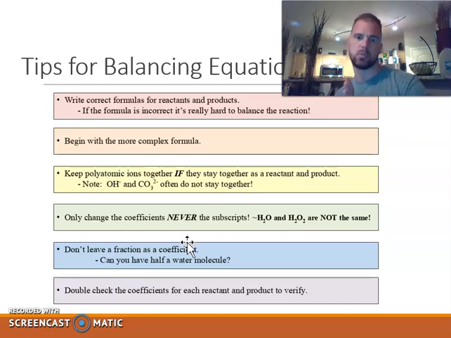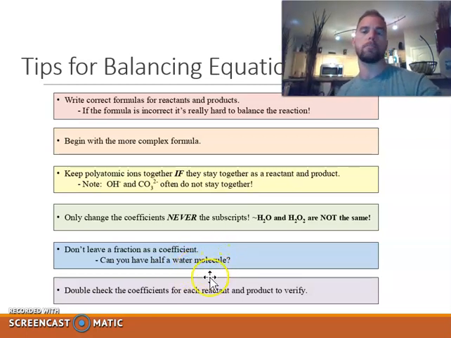So you can't mess with the chemical formula. You can only change the quantities by putting the coefficients or big numbers in front. Do not leave a fraction as a coefficient. All coefficients should have whole numbers. There are times when you can have fractions, but that comes later in chemistry. But for right now, your coefficients need to be whole numbers.